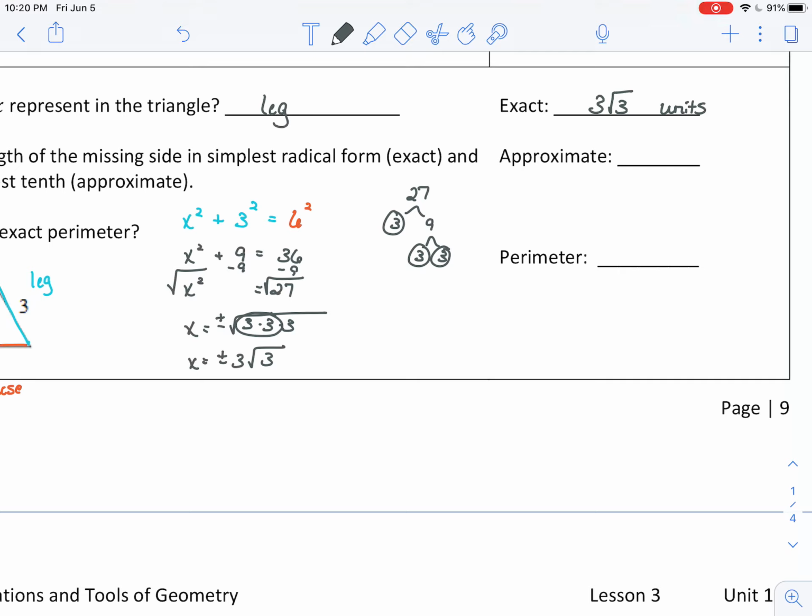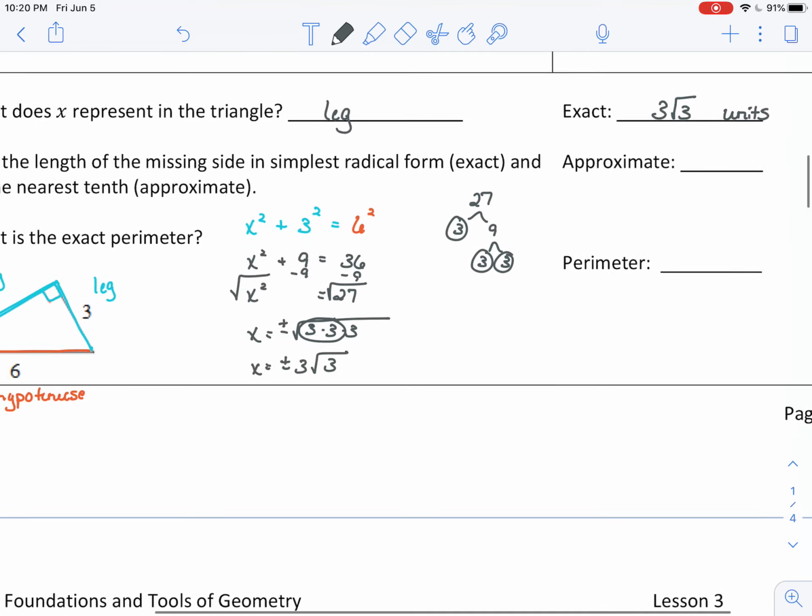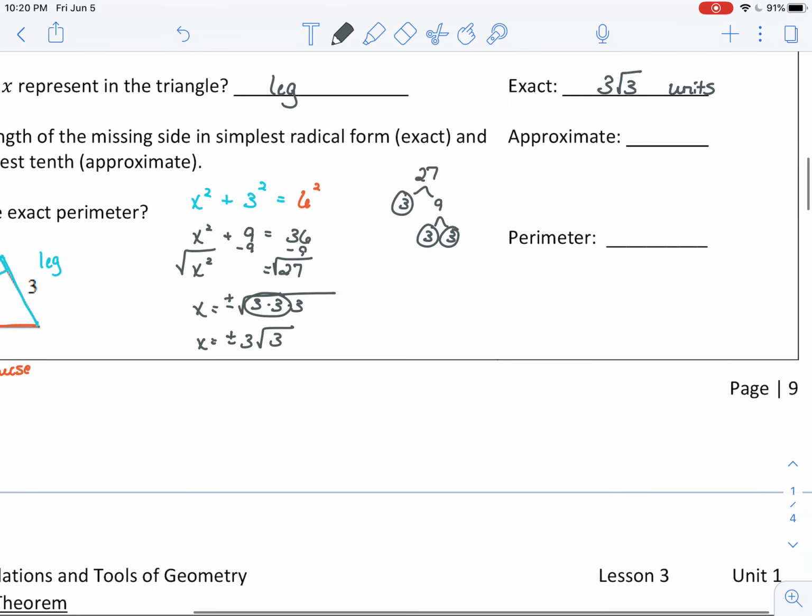If I wanted the approximate solution, that's when I finally pick up a calculator. Let's see if I can get my calculator open. I'm going to type in 3 square root 3. And my calculator tells me that's 5.196 and so on. It says nearest tenth, so I'm going to say about 5.2 units.